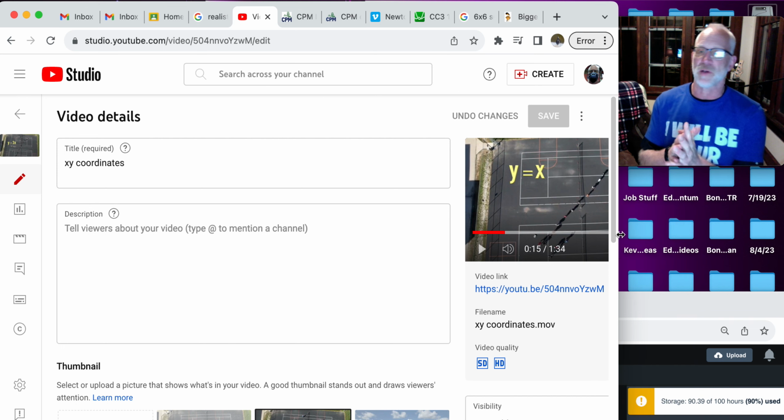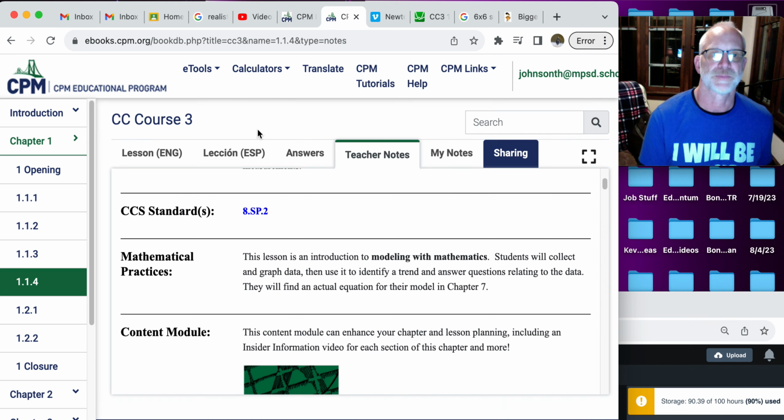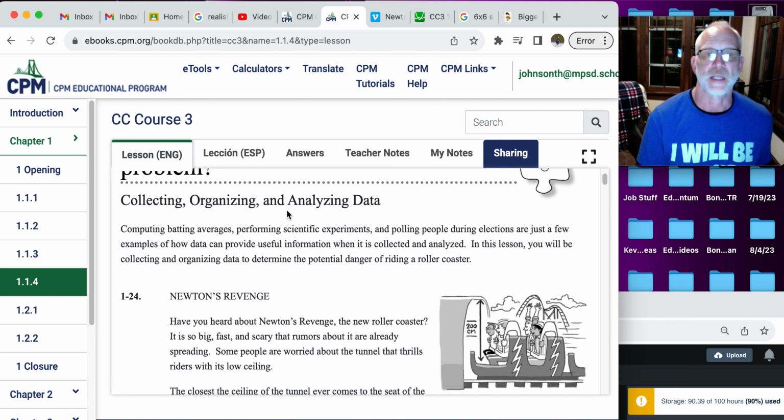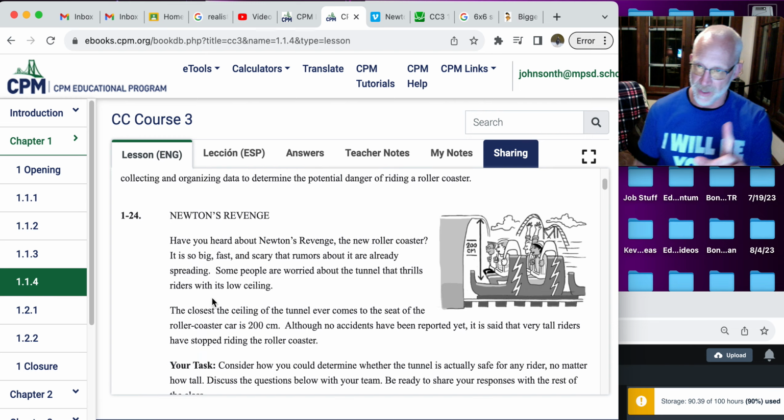Then the next thing we're going to do after we watch the video on Google Classroom is introduce our problem. The problem that we're working on is about collecting, organizing, and analyzing data, and it's about Newton's Revenge. I'll just read the introduction to set the scene.